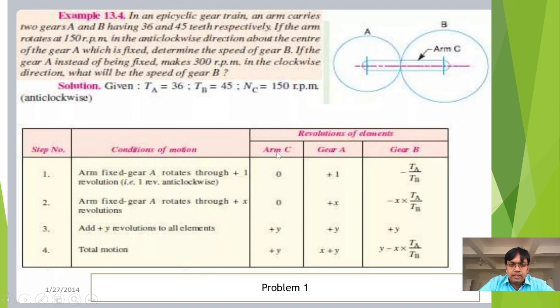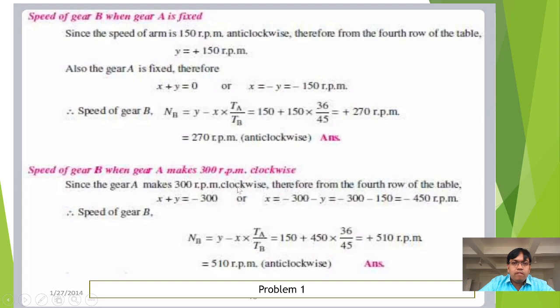Now you see in the conditions of the motion table, for the arm C, what is the total motion of the arm? It is plus y. The total motion of the arm is plus y. And as it is given, the arm rotates at 150 RPM anti-clockwise. All anti-clockwise rotations are taken as positive, therefore clockwise will be negative. Since the speed of the arm is 150 RPM anti-clockwise, from the fourth row of the table, y is equal to plus 150 because it is anti-clockwise.